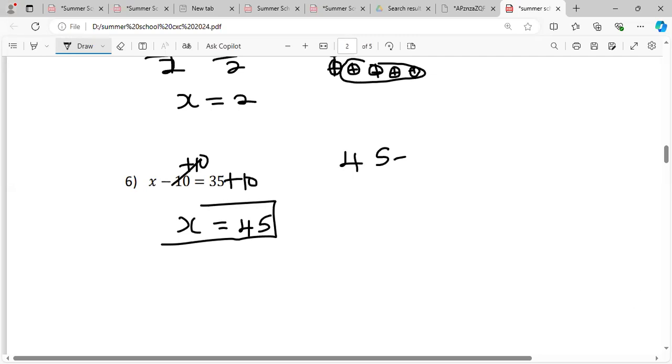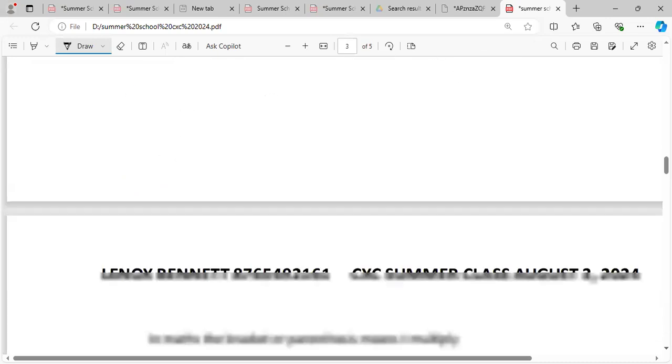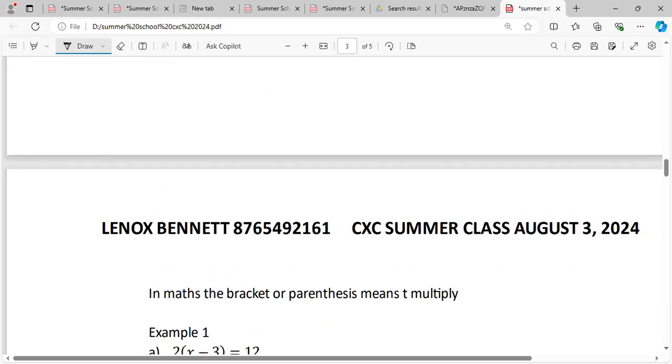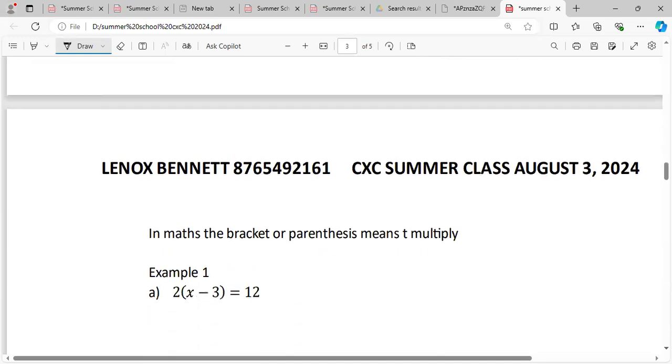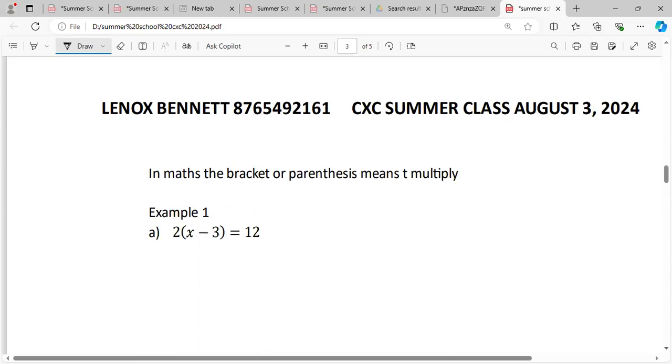All right. So I'm going to go on to something different. Same equation though. So in maths, the bracket or parentheses means to multiply. I don't know where the O went, but that should have done it. So it means to multiply. So this is our first example. This is what they call the bracket or the parentheses, right?